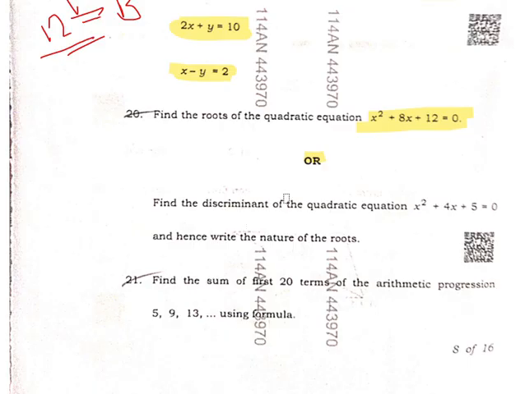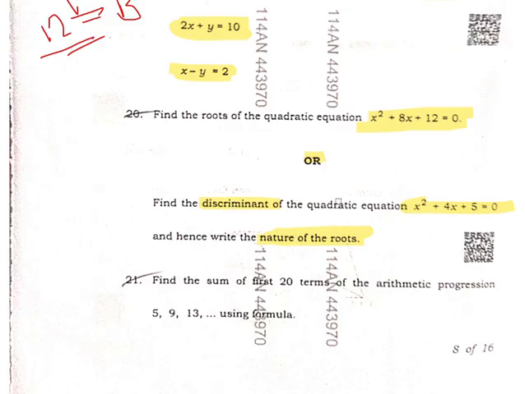So for the next one, they have already given the option here. You can answer this or this one. So the second option I'm going to solve now. Find the discriminant of the quadratic equation x square plus 4x plus 5. How to find the discriminant value? We have to find the discriminant value and also write the nature of the roots. If you find the discriminant value, by using it only you can judge the nature of the roots. First, how to find the discriminant, that is the delta value.